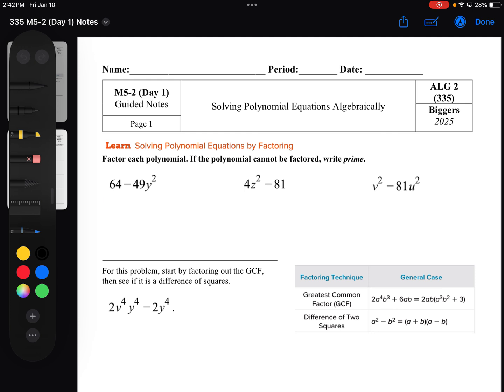So up to this point, you have been solving these polynomial equations by graphing them, either on a graphing calculator or on Desmos, okay? So just keep that in mind. We're going to be working with algebra again, so you can't just type it in on Desmos anymore. So we're going to start with the first example here.